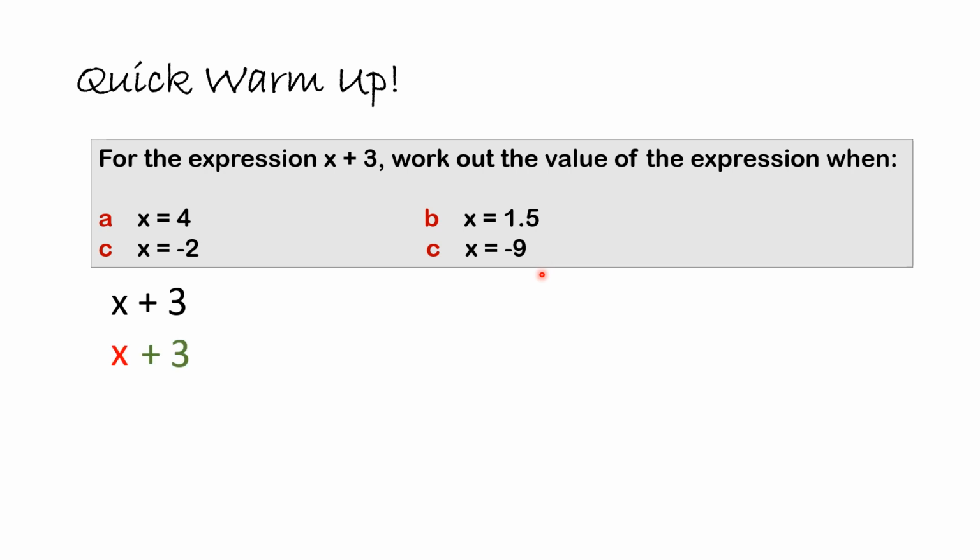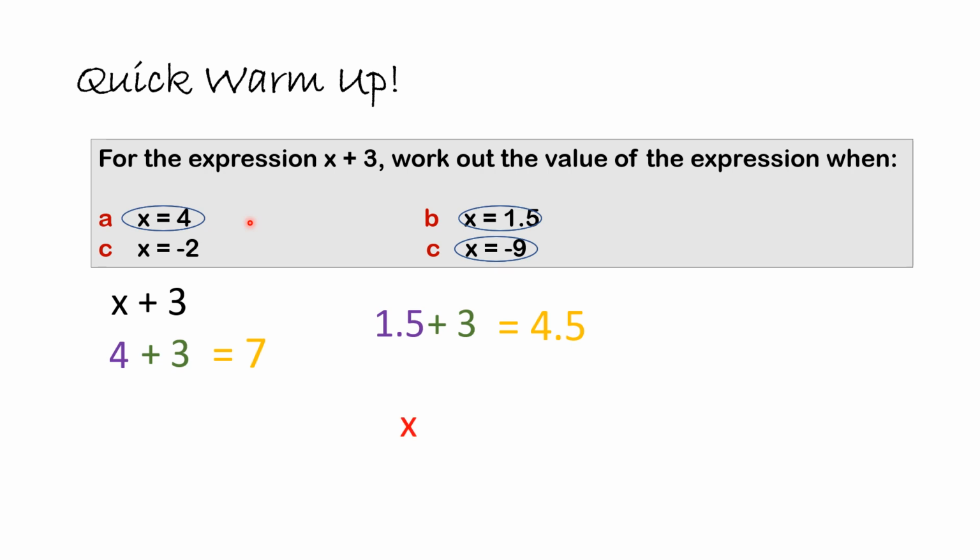So what's changing here is the x value. And since we're solving a, we take out or just throw away the x and bring in the 4 because they said that the x is 4. And now you just solve it, you get 7. Let's move on to b. Now, same thing. x is 1.5 now, so just remove the x and bring 1.5 in.